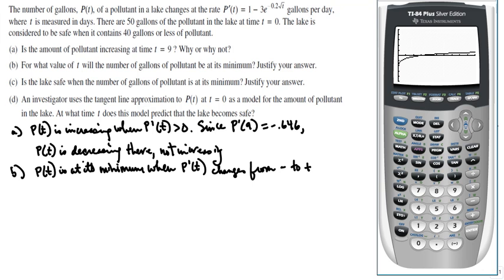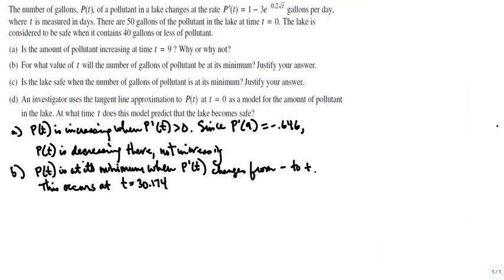At this point I can see where the graph crosses from negative to positive. And I go out to find that using a zero function. Second calc option 2 for zero. The left bound, say 0. The right bound, 100. Since there's only one place where it crosses, guess somewhere in between there. And I have 30.174. And so I say this occurs at t equals 30.174, where the derivative changes from negative to positive.